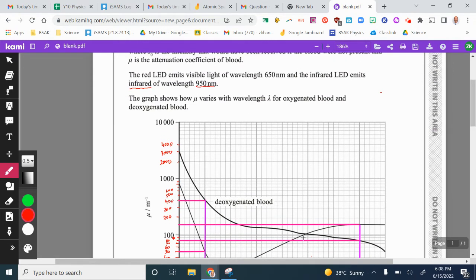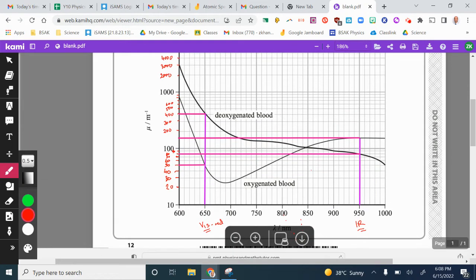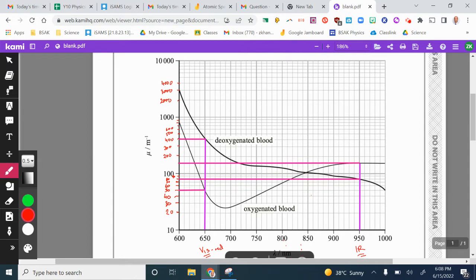So the graph shows how the attenuation coefficient varies with wavelength for oxygenated and deoxygenated blood. I've drawn these horizontal lines where each vertical line meets each line for deoxygenated and oxygenated, and I've just gone across, and I may need them for later on. What you have to note is this is a logarithmic scale, so each gap, as you can see, is getting smaller and smaller.